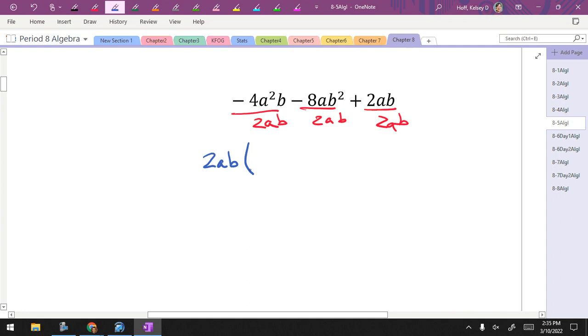What do I end up with? Nice. Plus 1. Very good. 2 divided by 2 is 1. If you start with 3 terms, you're going to end with 3 terms. Again, check. Did you miss anything that you could have divided out here? Any letters?